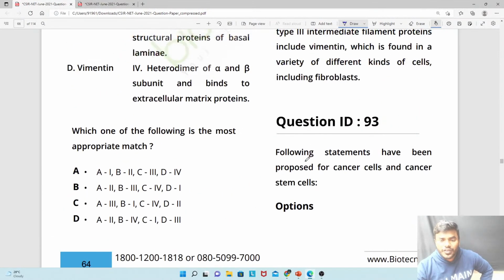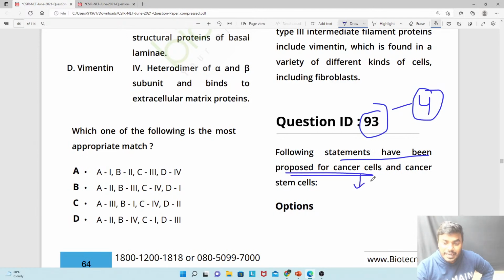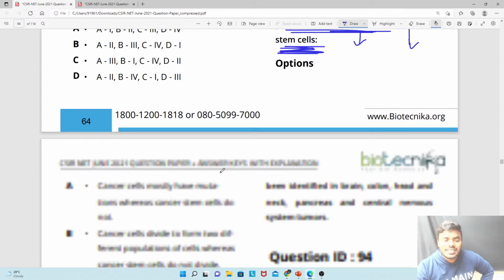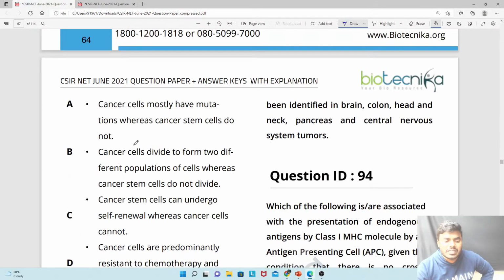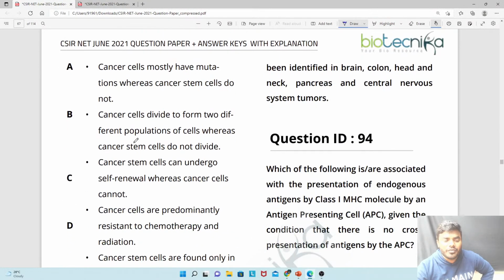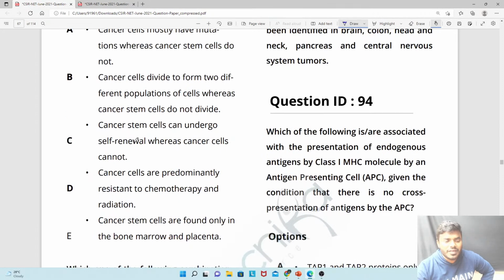Okay, so friends, look into the question. This is question number 93, which is a part C question. The following statements were proposed for cancer cells and cancer stem cells. I want every one of you to think and answer the question very correctly.